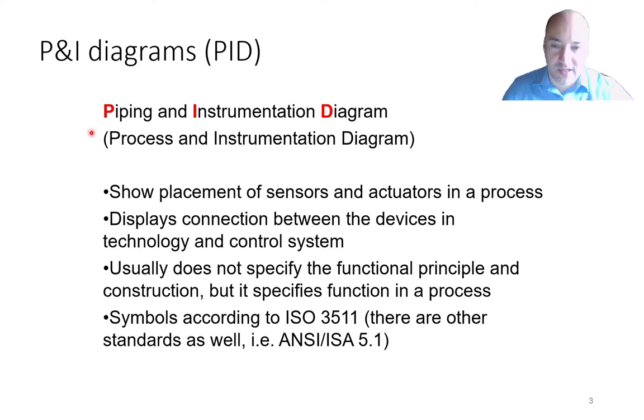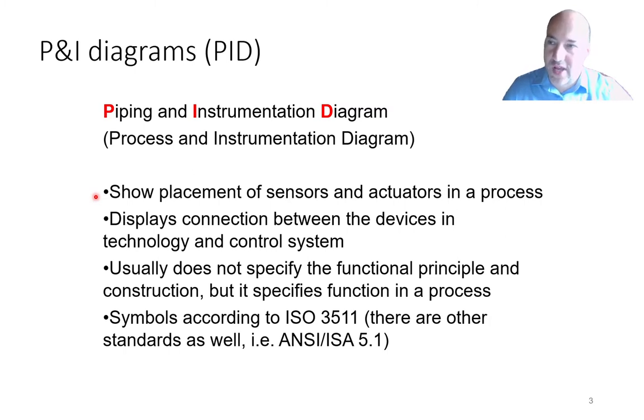They describe to us how the process works, in terms of connections between individual tanks, for example. It shows us, for example, where we have pumps, where we have valves, but most especially it shows us what is the instrumentation. So what variables do we measure and where? So a PI diagram will show us the placement of sensors and actuators in our process.